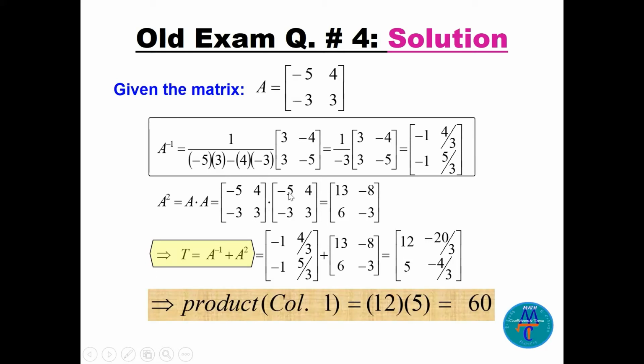So minus 5, multiply 4, minus 3, then you add, you get 13. And then you continue this way. Now you add minus 1 and 13. When you are adding, you add element by element in the same location. 4 over 3 minus 8, minus 1 or 6, 5 over 3 and minus 3. And then I need column 1. When you finish column 1, this is 12 and 5. Multiply, you get 60.